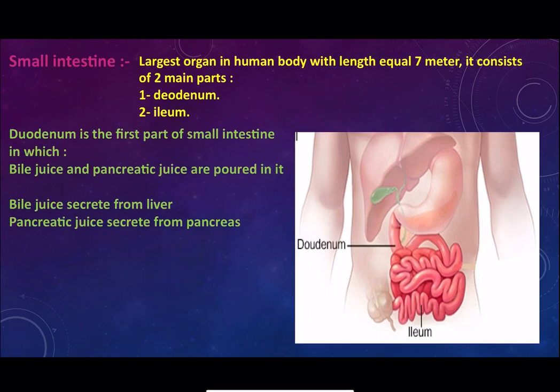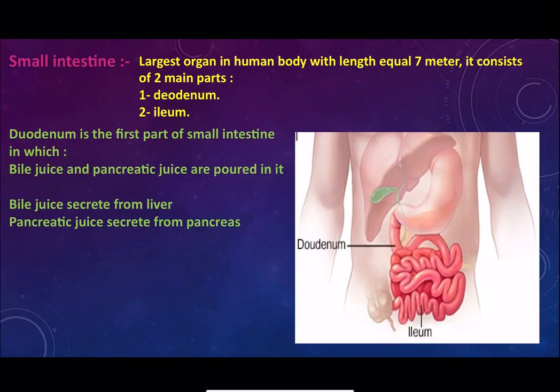Now we will talk about the small intestine. What is the definition of the small intestine? It's the largest organ in the human body, exactly inside the digestive system, because its length equals 7 meters. Okay, 7 meters from the digestive canal. If you remember, the length of the digestive canal equals from 9 to 10 meters, 7 meters of them for the small intestine.